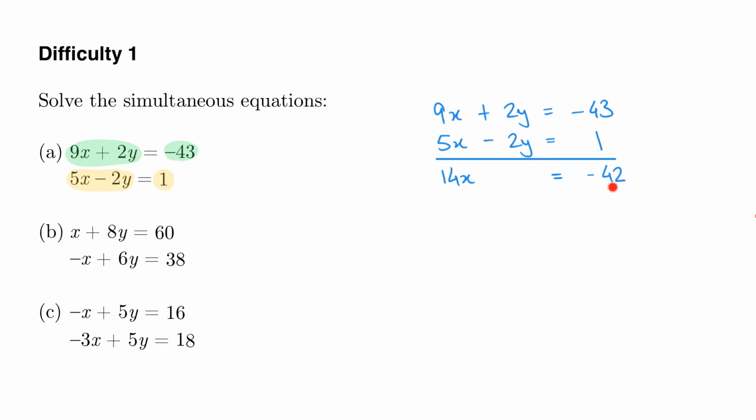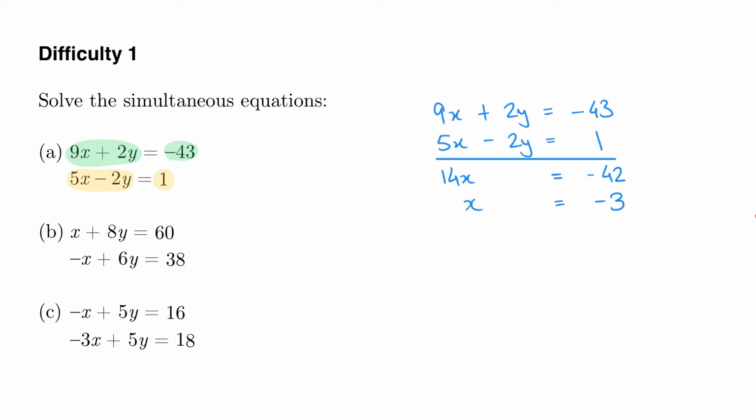14x equals negative 42. So to work out what x is, I need to divide the left-hand side by 14 and the right-hand side by 14. So on the left, I just get x, and on the right, I get negative 42 divided by 14, which is negative 3. So we've worked out the value of x.